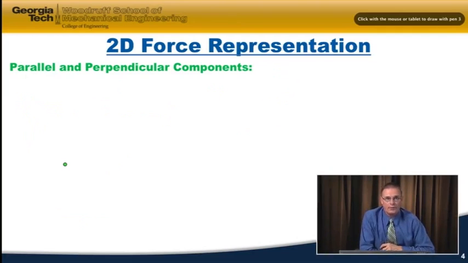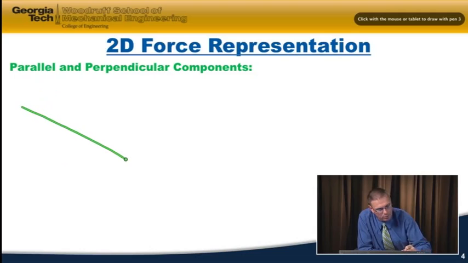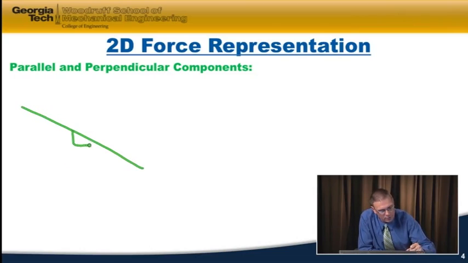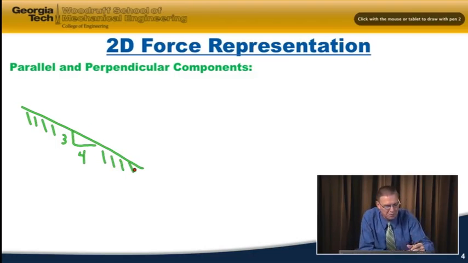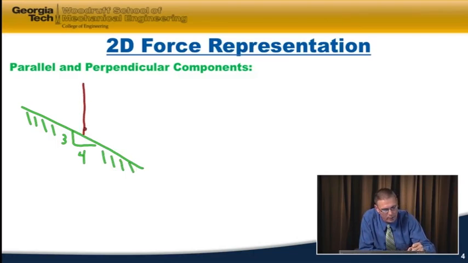Let's look next at the parallel and perpendicular components of a 2D force representation. So let's take a force that's on a slope, and let's say that that slope is 3 on 4. And we'll have a force down, and so if it's straight down, let's call it a weight, W. And we want to find, in this case, the component of the force that's parallel to the surface and the component of the force that's perpendicular to the surface.